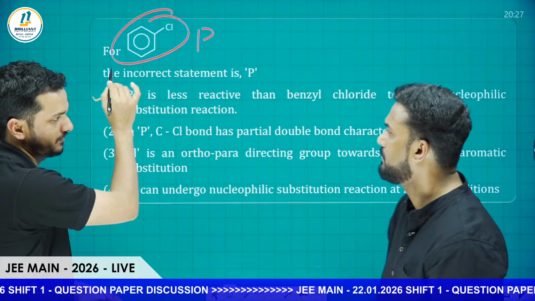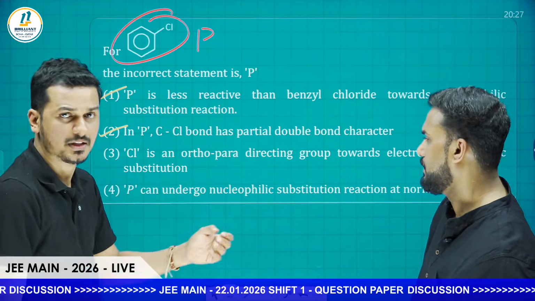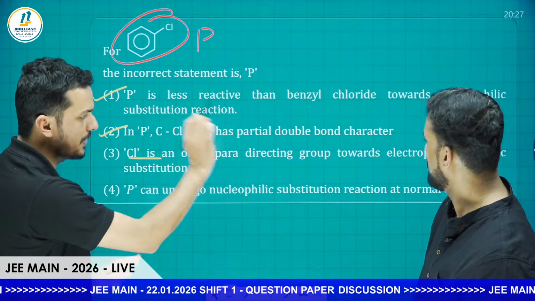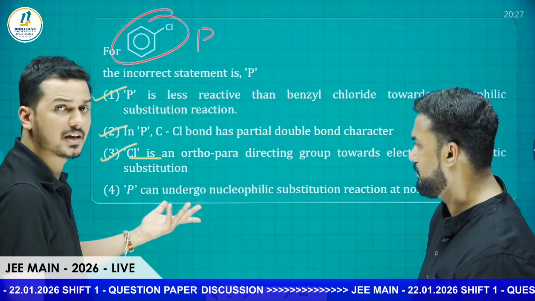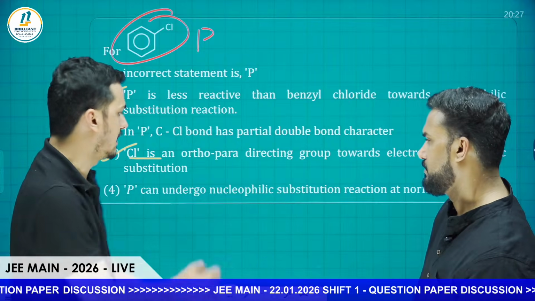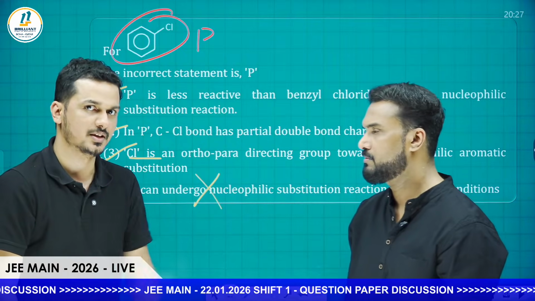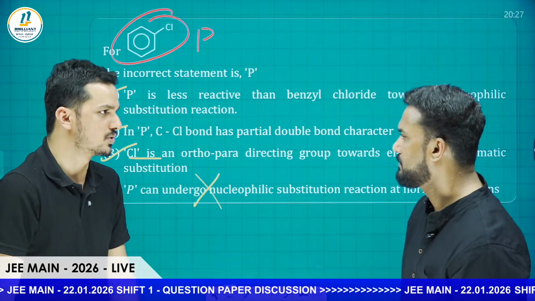So first one is correct. The second one also: the C-Cl bond has partial double bond character. That's correct. And Cl is an ortho-para directing group. That is also correct. Though it is deactivating, it is ortho-para directing only. Correct. Now, it can undergo nucleophilic substitution reaction at normal condition. That is wrong. That's the Dow process: high temperature and high pressure are required for OH minus substitution.